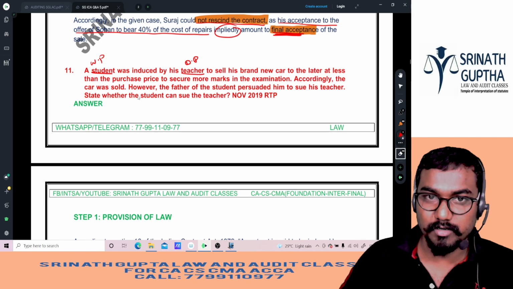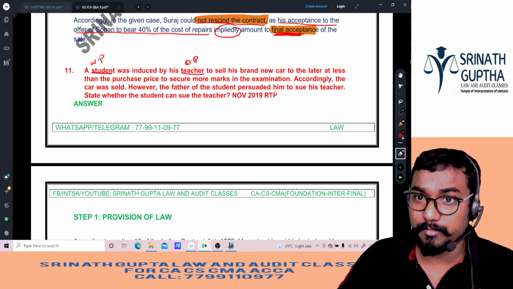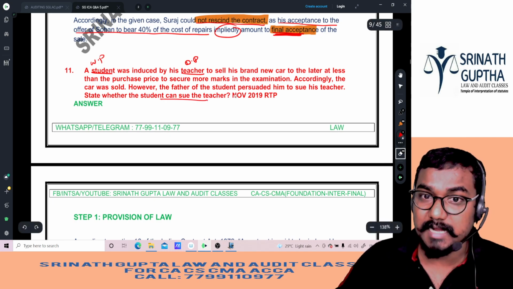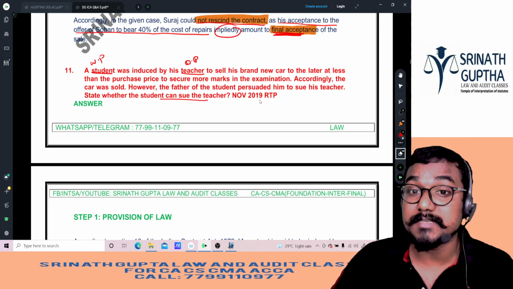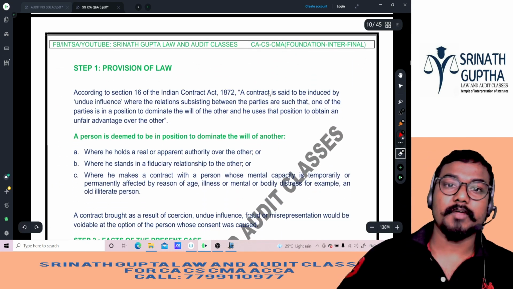Accordingly, the car was sold by the student to the faculty. However, the father of the student pursued him to sue his teacher. State whether the student can sue the teacher. Answer is yes, sir, because there is undue influence. This question was asked in November 2019. So, provision of the law.